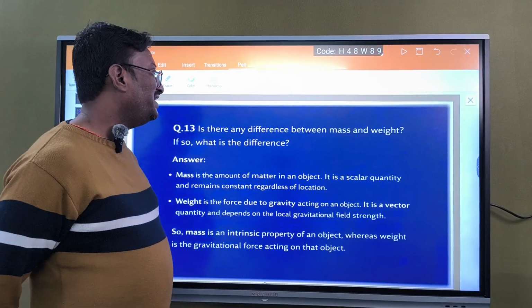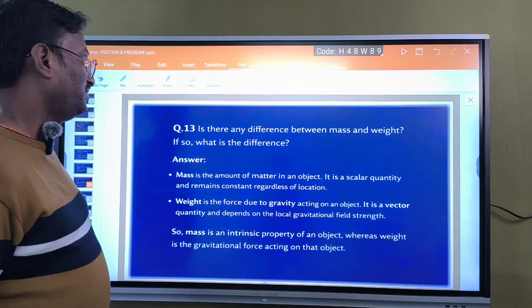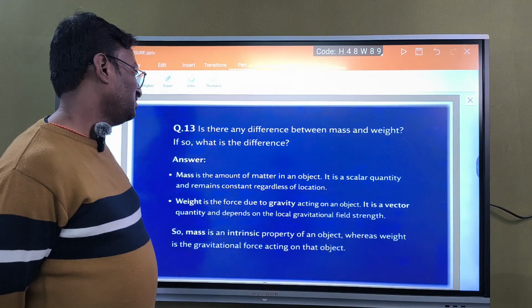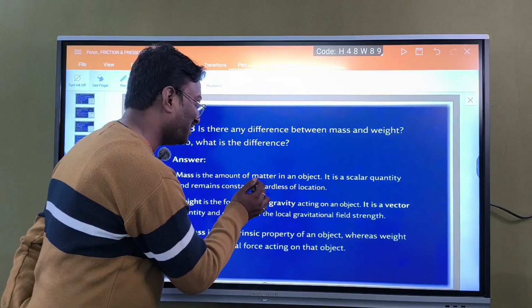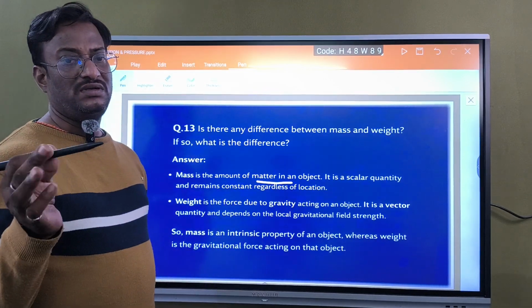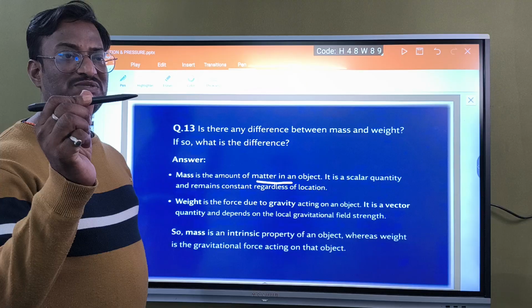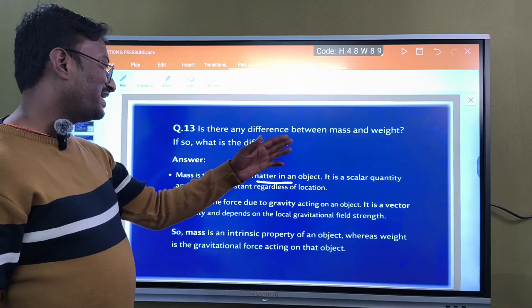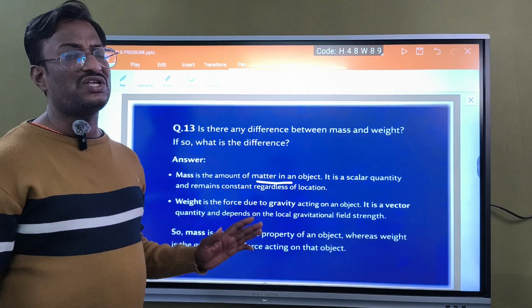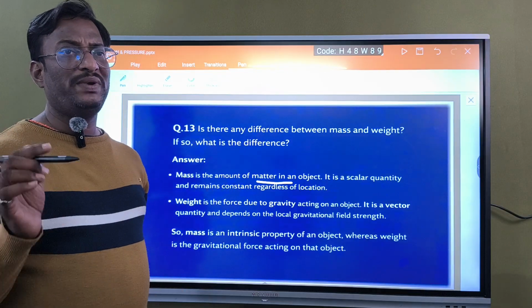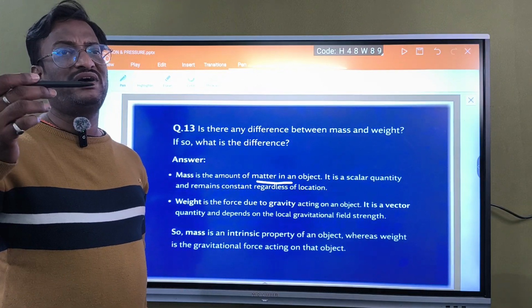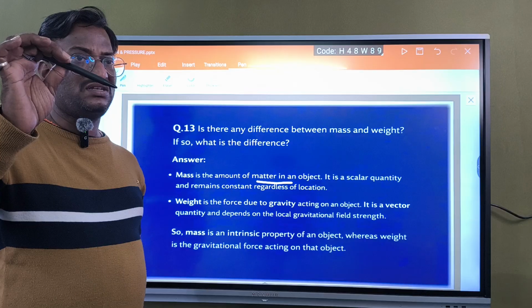Next one, is there any difference between mass and weight? Yes. What is the difference? Mass is the amount of matter in an object. In an object, how much amount of matter is present? That is mass. It is a scalar quantity and it remains the same all over the world. You measure anywhere in the universe, this mass never changes.